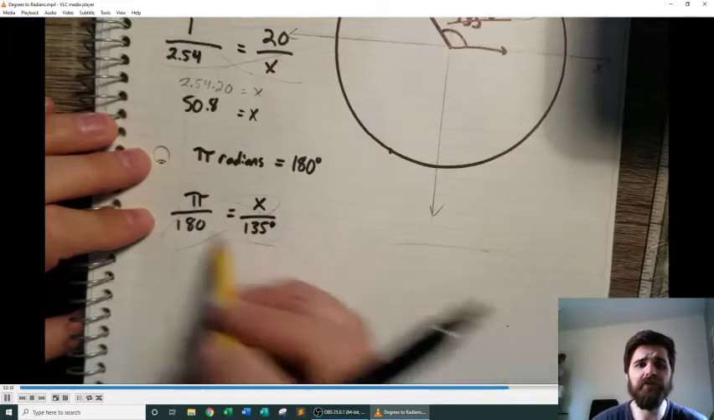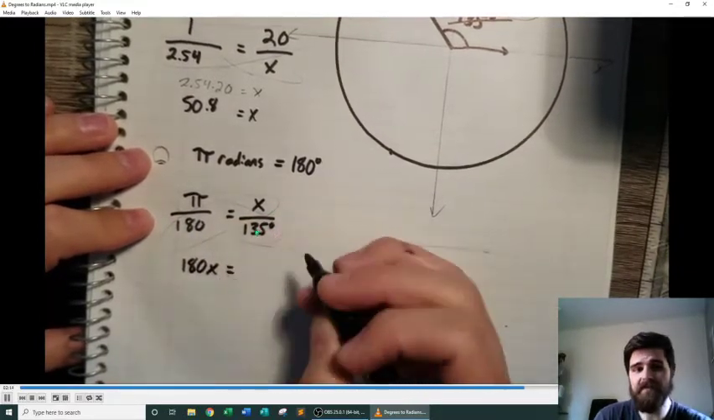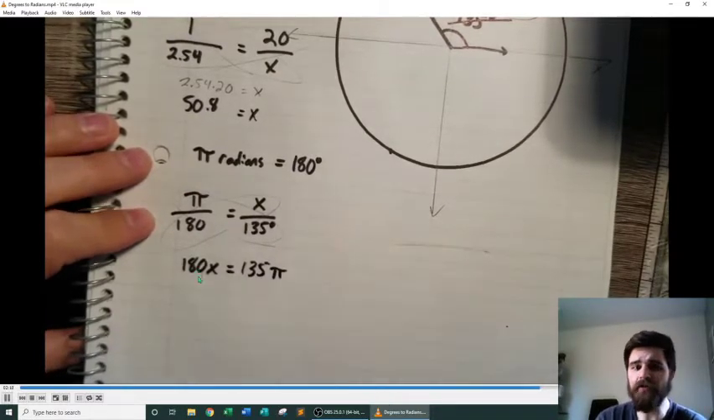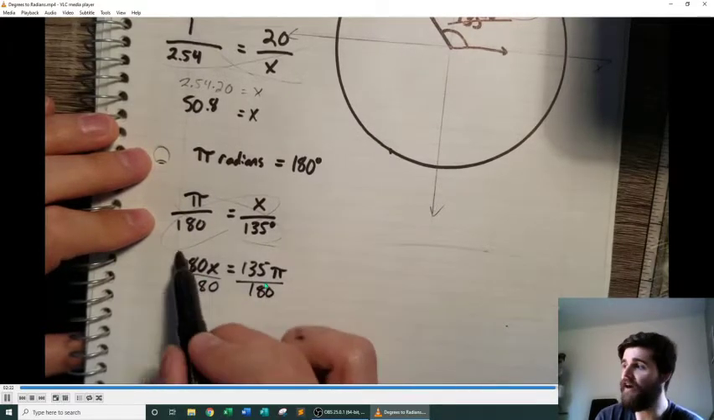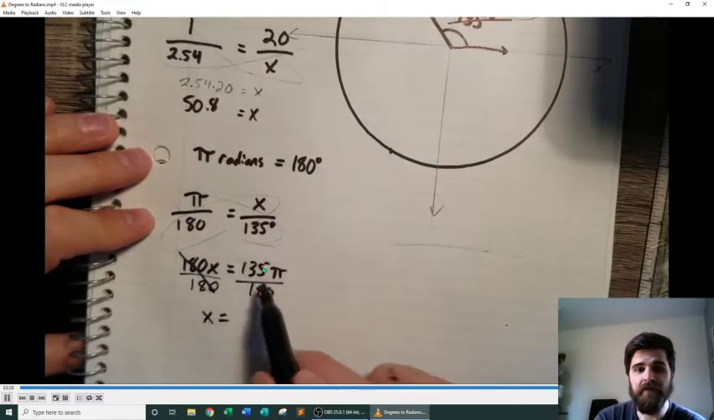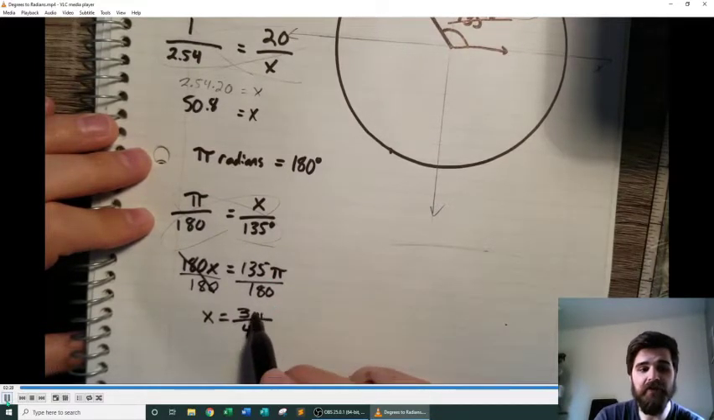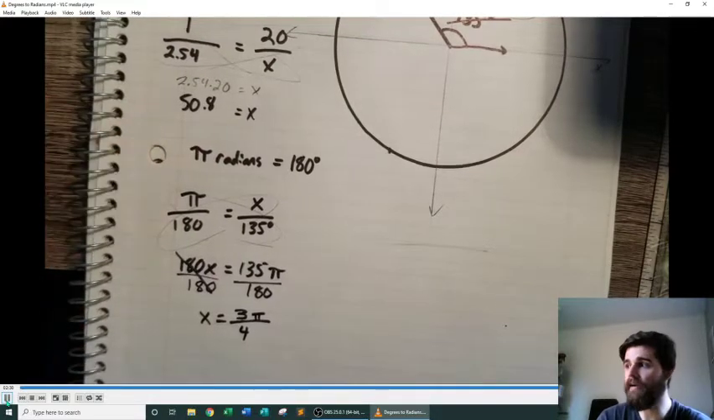Again, we can do a little cross multiplying here. 180 times x is equal to 135 degrees times pi. So we want to solve for x here, so we divide by 180. And we get 135 pi over 180. Now this is a big nasty fraction, but we can simplify that. Both of those numbers divide by 45, so that becomes 3 pi over 4.